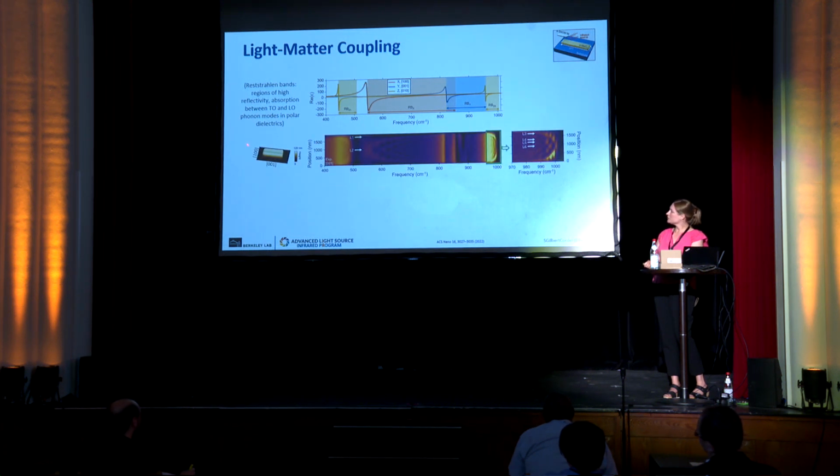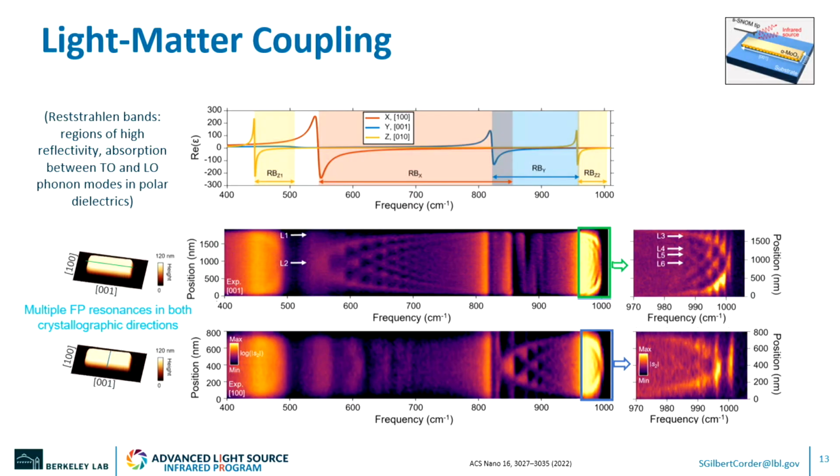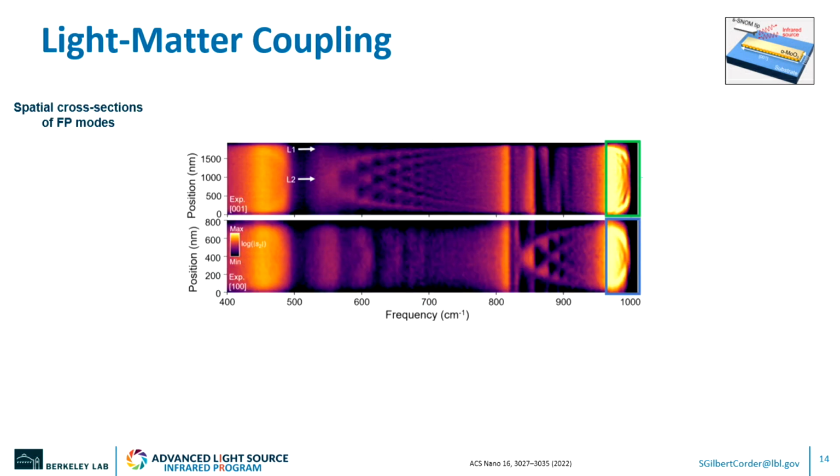If we measured in the 001 direction of a crystal, we were able to access the Reststrahlen bands in the Z1, the X, and the Z2 direction. And then probing in the other direction, 100, we can again see signal in the Z1, the B, and the Z2 directions. This demonstrates with some very nice hyperspectral images that you can see multiple Fabry-Perot resonances. The anisotropy in this material is very well defined.